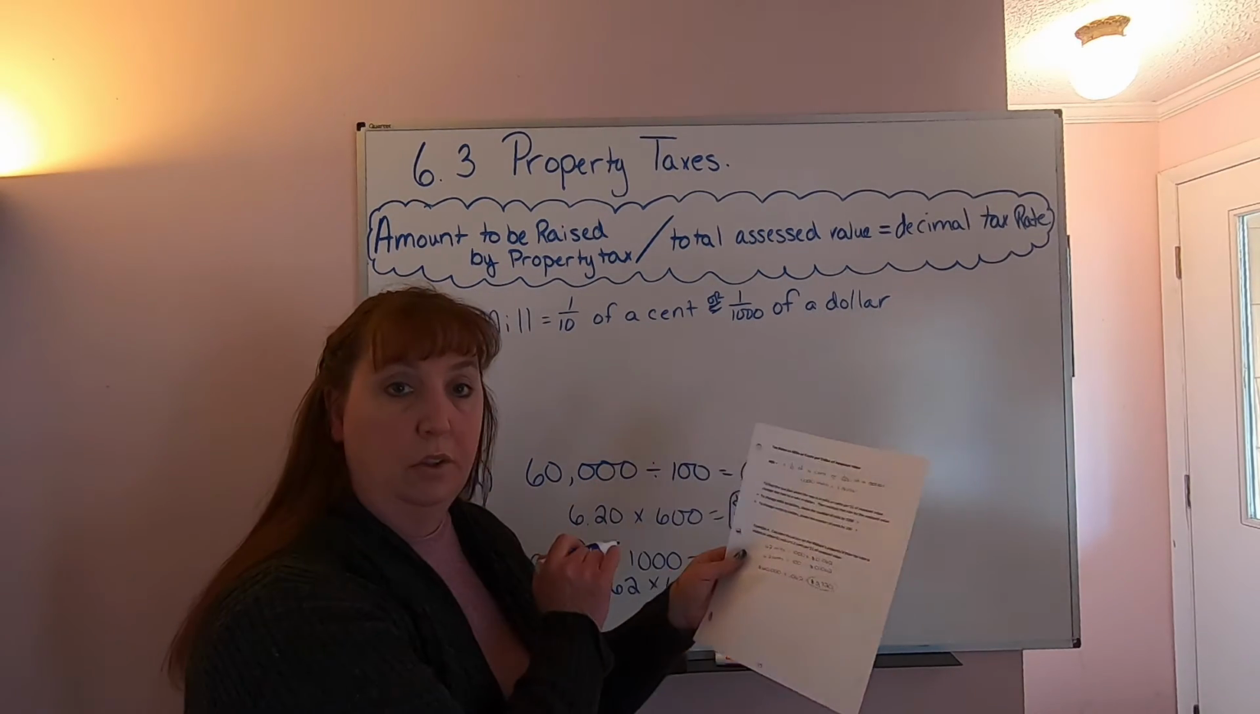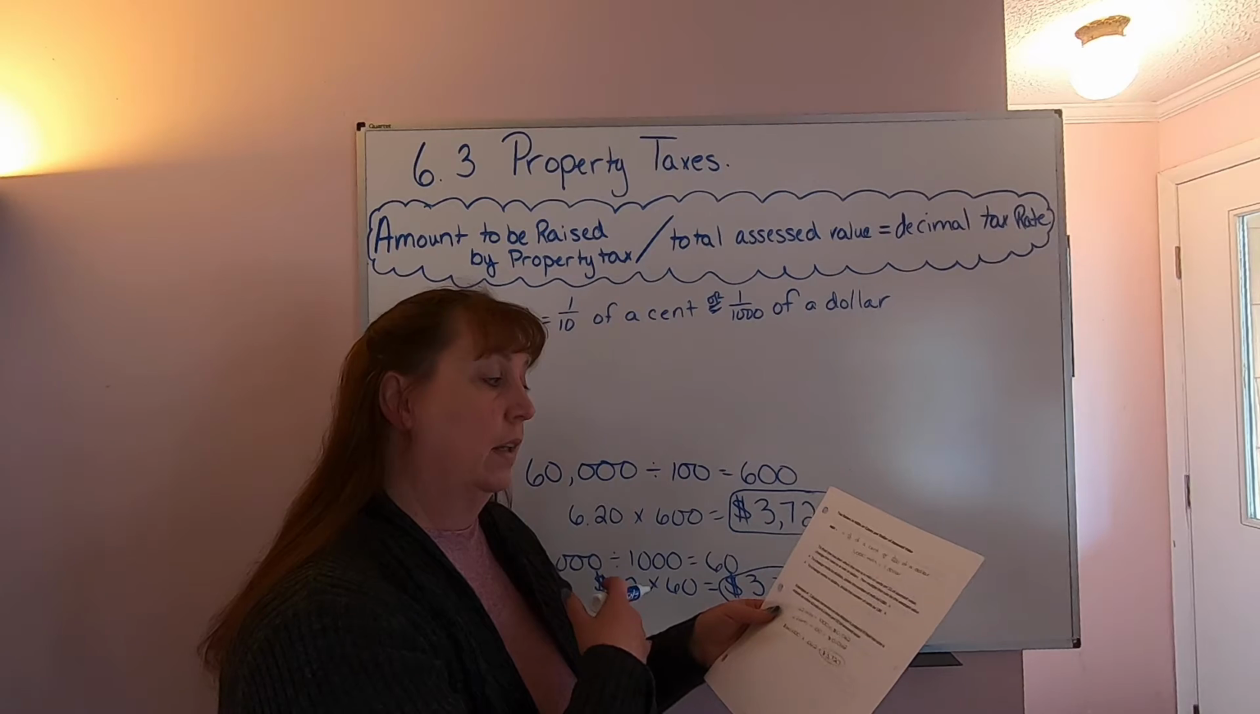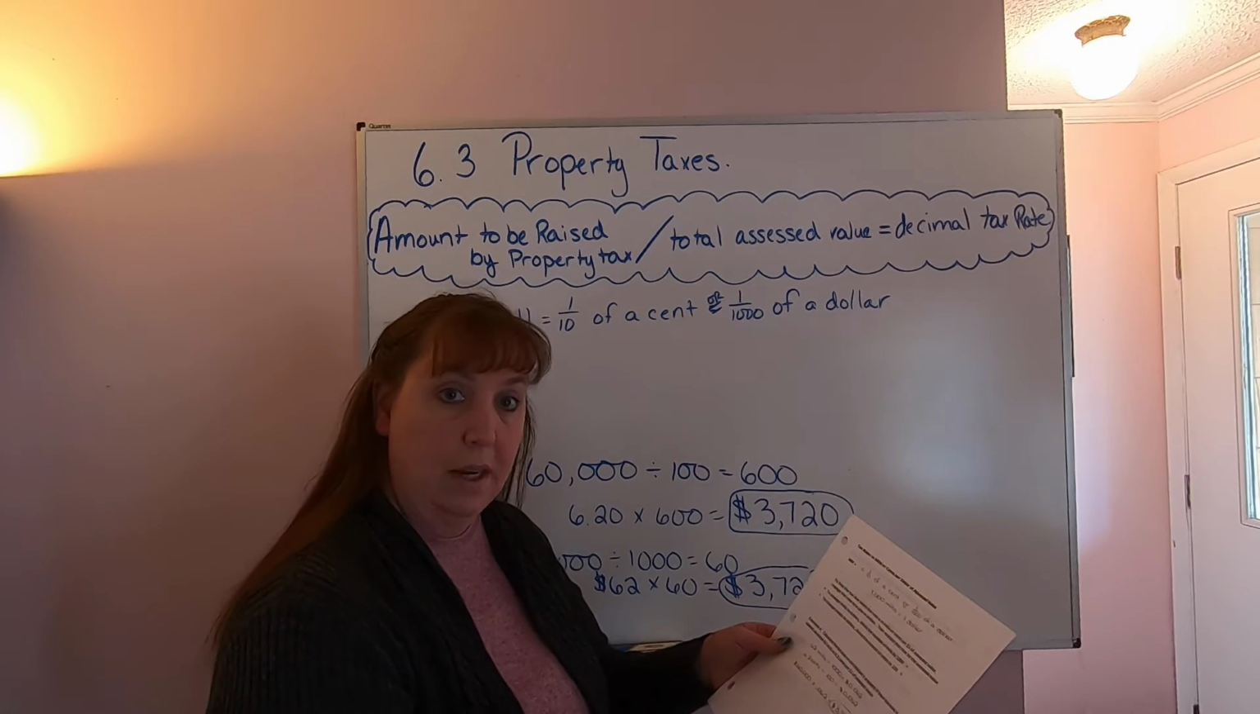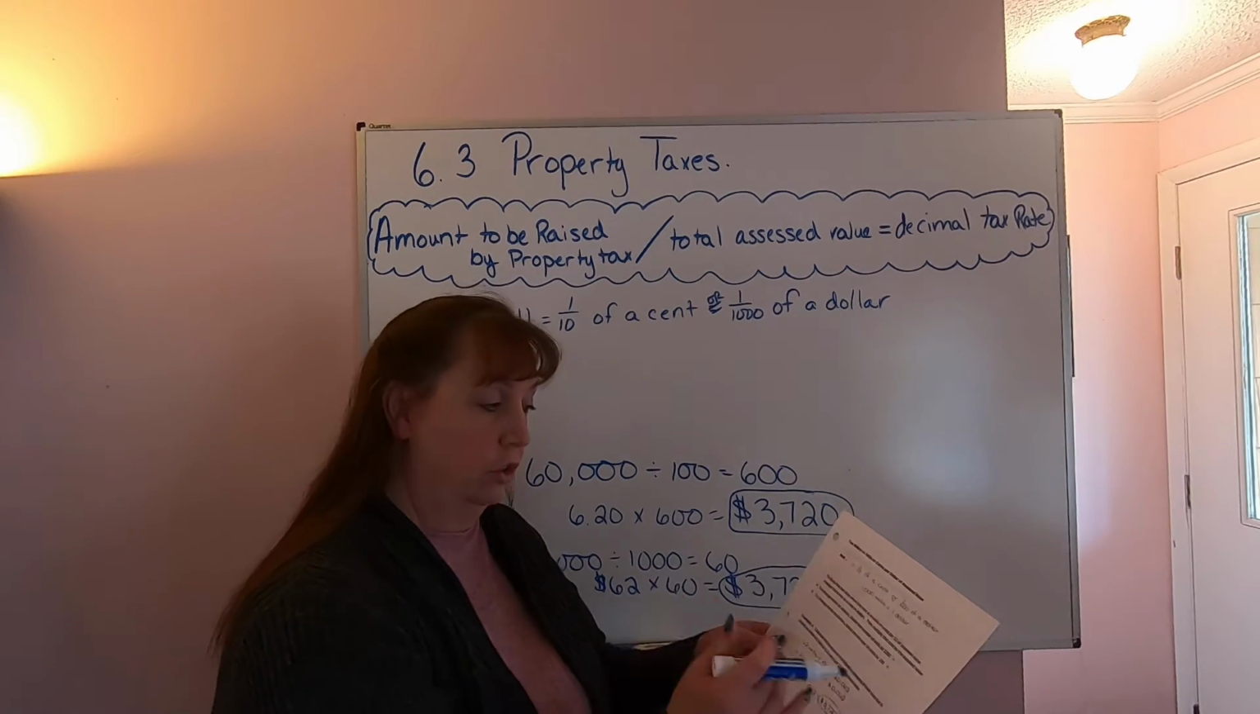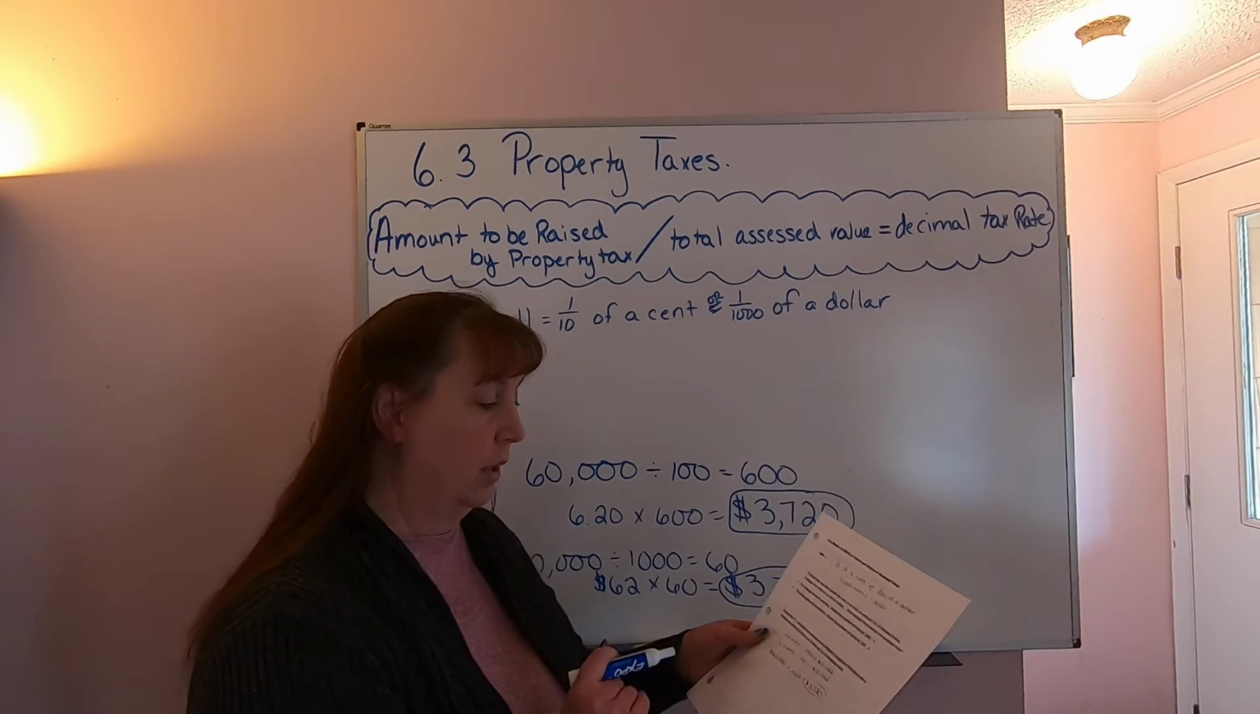I would circle that in your packet. So if it's mils, you're going to divide by 1,000. If it's cents to dollars, you're going to divide by 100. Circle that in your packet so you have it for your homework.